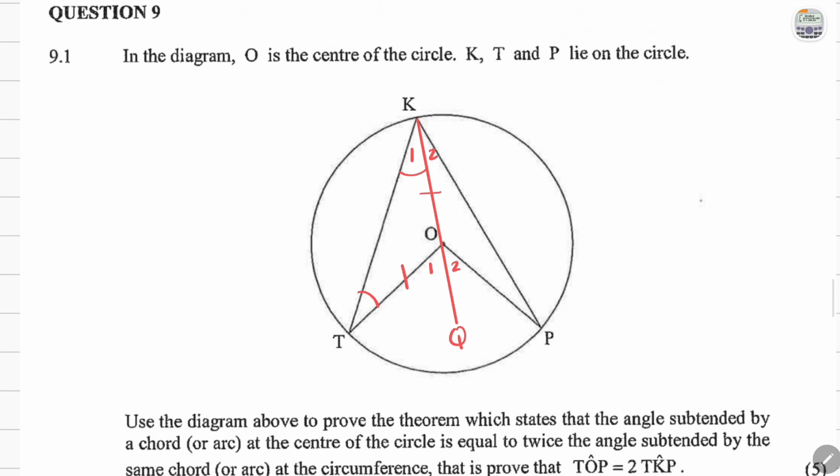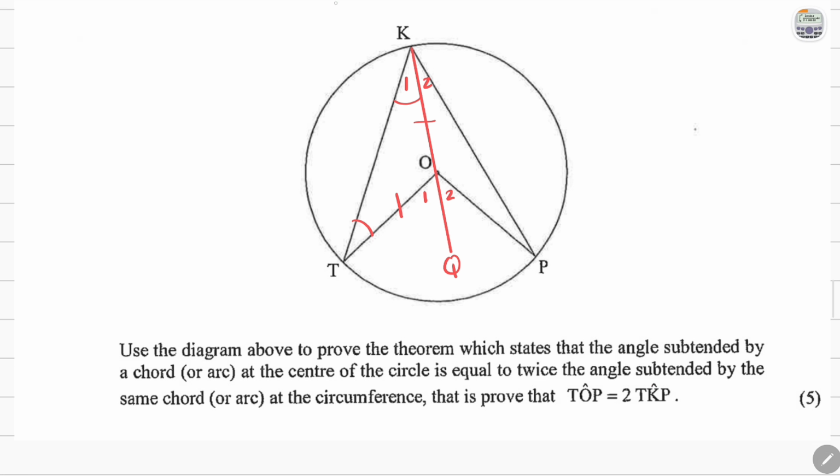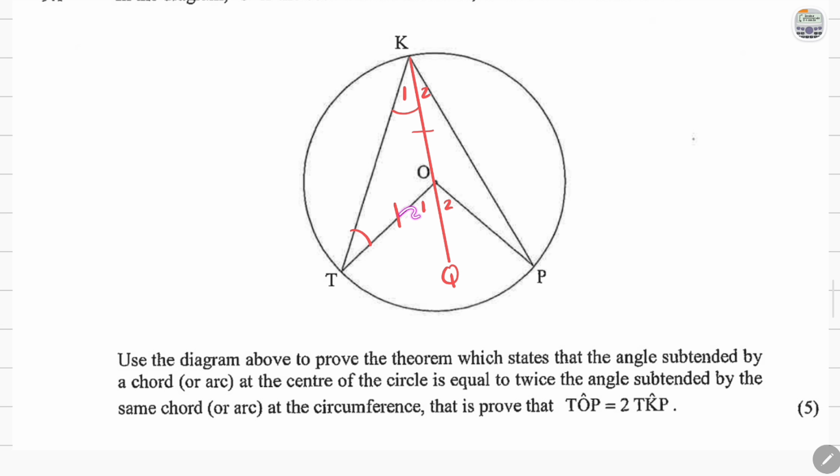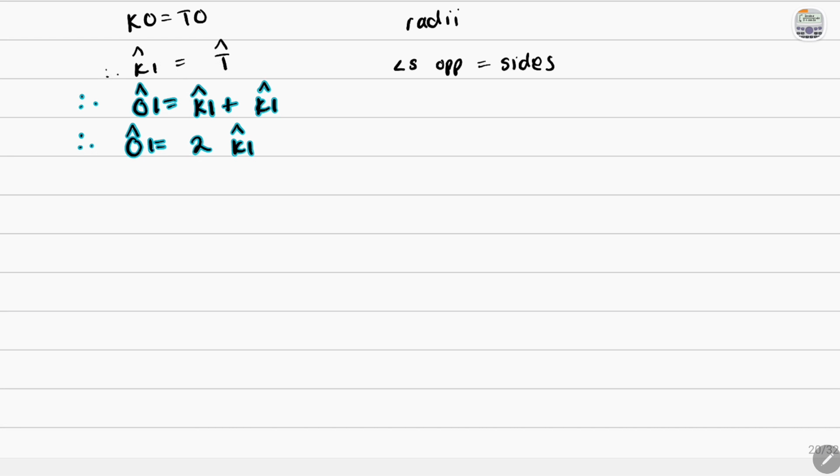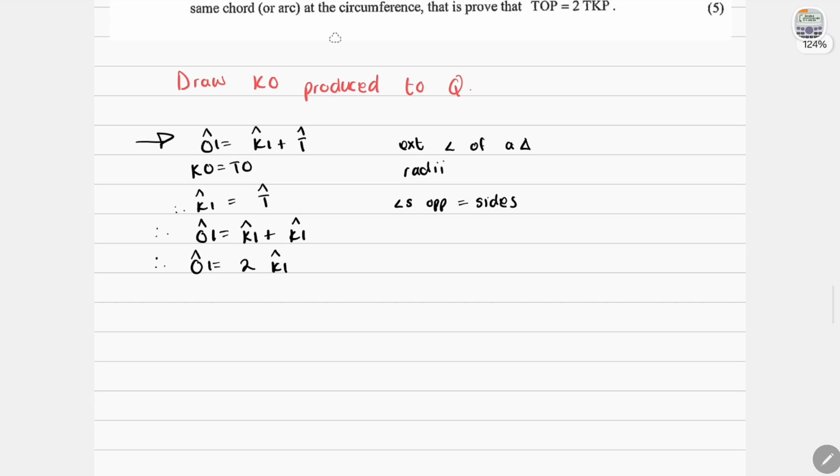You're probably wondering why we're focusing on angle K1. The reason is that they asked us to prove that the angle at the center is equal to twice the size of the angle at the circumference. Do you see that angle K1 is part of the angle at the circumference? That's why we are focusing on that angle. So that is our conclusion, and we are done with that part of the circle.